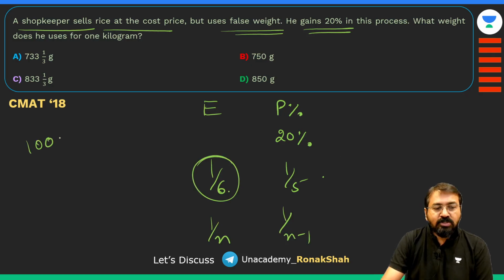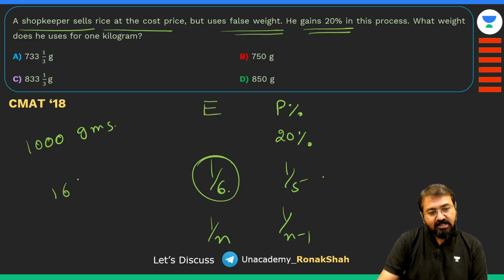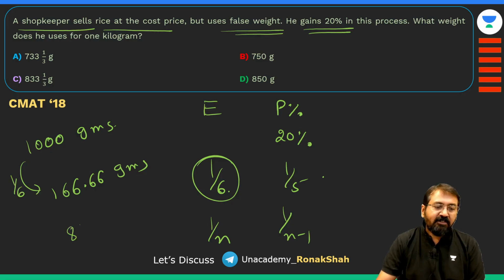That means for 1000 grams, the error should be 166.66 grams, because 1/6 is this much. So what should he be giving to the customer? 833.33 grams he should be giving to the customers.